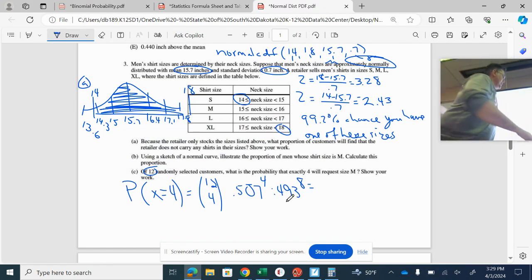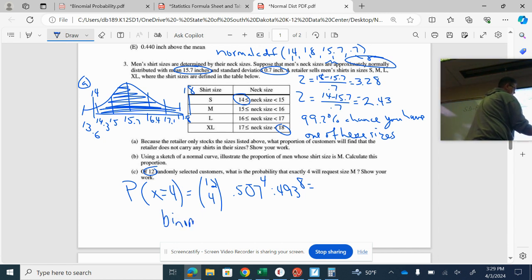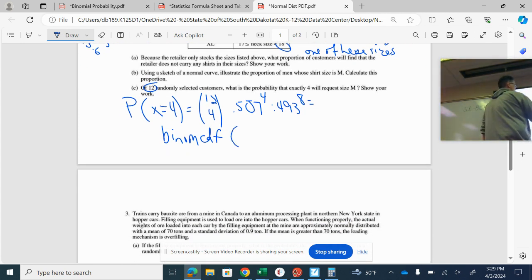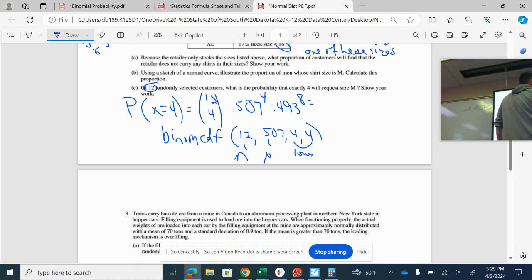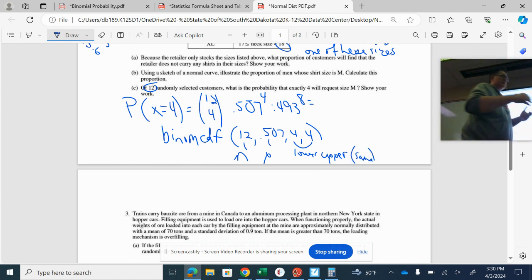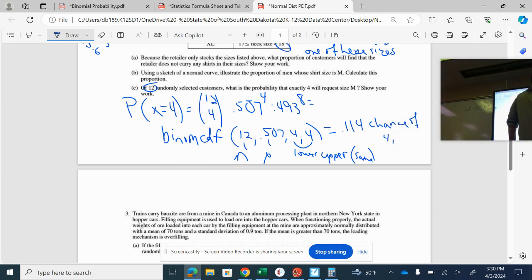With this one, you can do either binomial PDF. I'm going to do it as a CDF. 12, 0.507, 4, 4. My recommendation, if you use the CDF every time, you label these: this is N, this is P, and then you say, this is my lower and upper, and they're the same. Same number, meaning it has to be just 4. There's no other options, and we get 0.11 for the chance of 4 mediums. Now, on every single open response, free response question, put context on every single one.